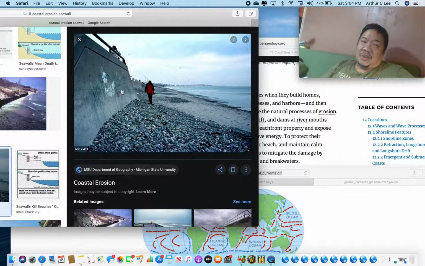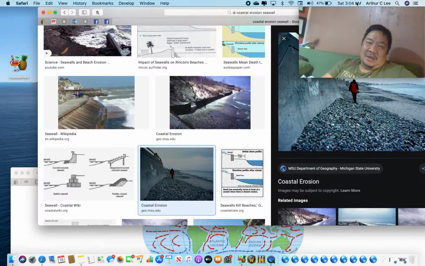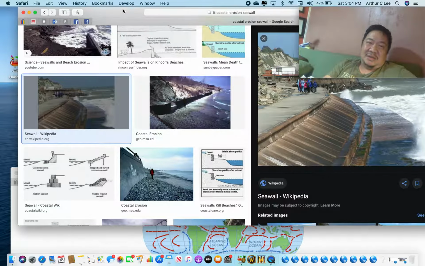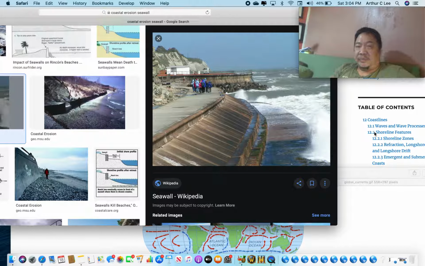What's the problem with the seawall? Well, look how narrow this beach is in front of the seawall. Why is it so narrow? Because the waves, when they crash into the seawall, the water gets reflected back into the ocean and carries away sand. So the problem with building a seawall is you lose the beach. See, this place here has completely lost their beach. As the water reflects off of that seawall, the sand is washed away.